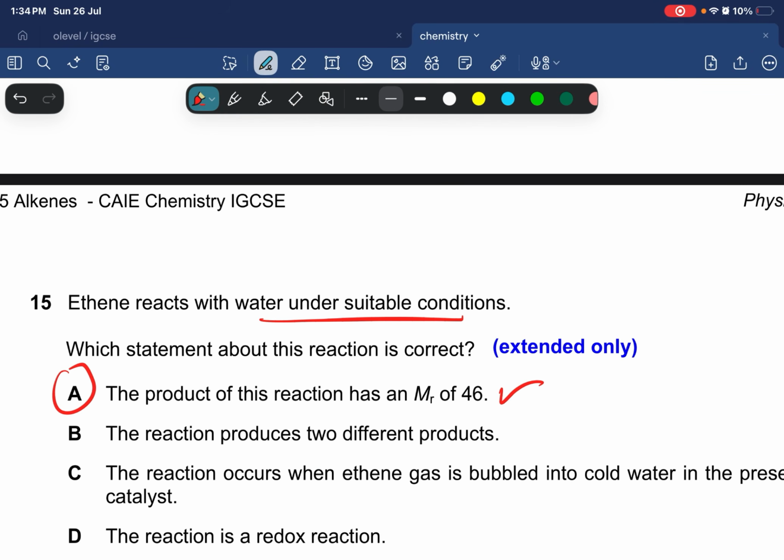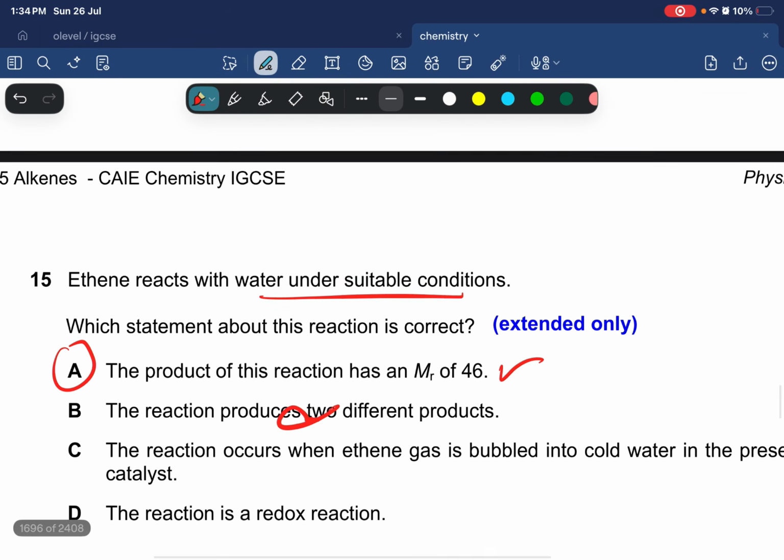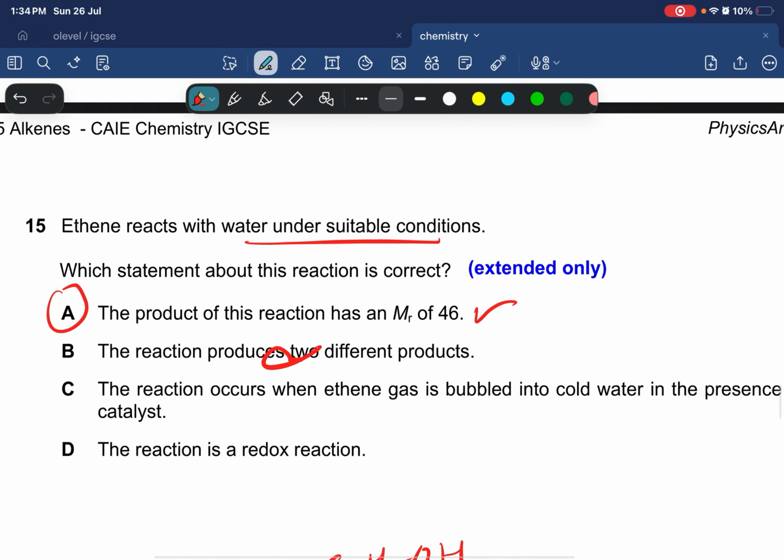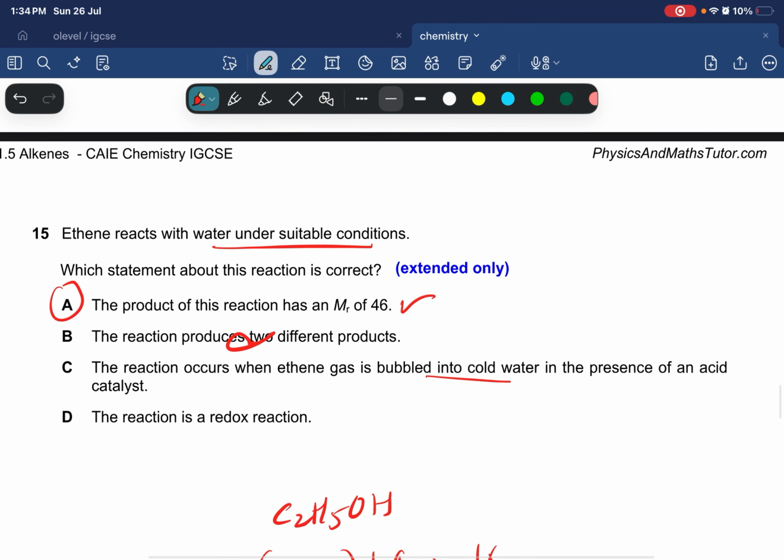The reaction produces two different products. No, it's only ethanol. The reaction occurs when ethene gas is bubbled into cold water in the presence of an acid catalyst. Yeah, acid catalyst. The reaction is redox. No, it's not redox. And with that, we're done. Why is it not redox? Because look at the oxidation states. None is going to change. Not even a single one.